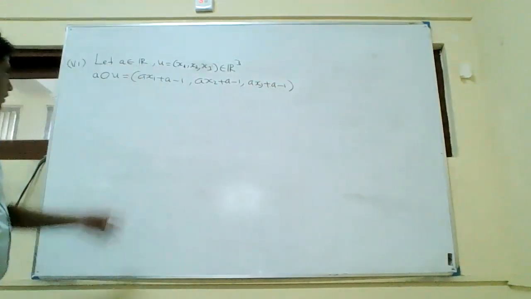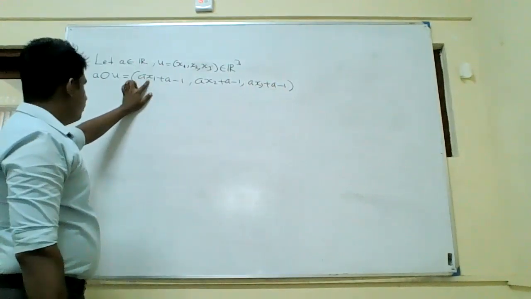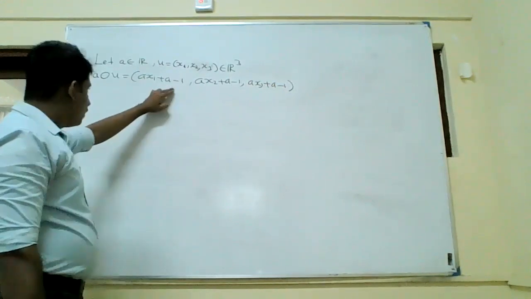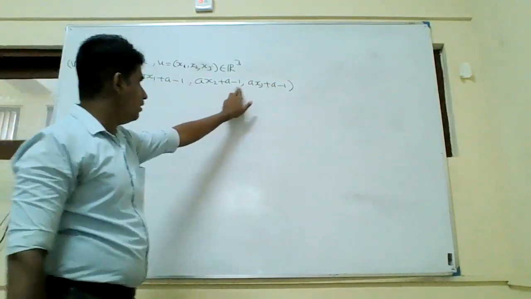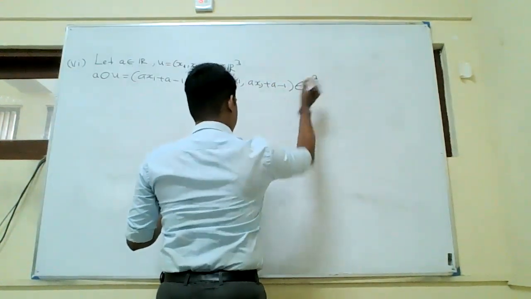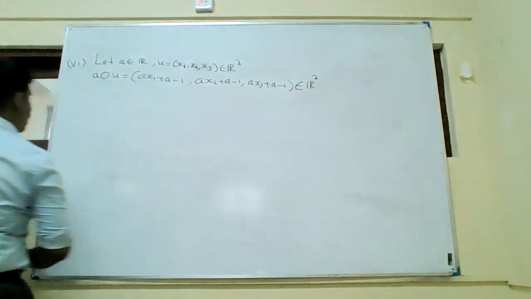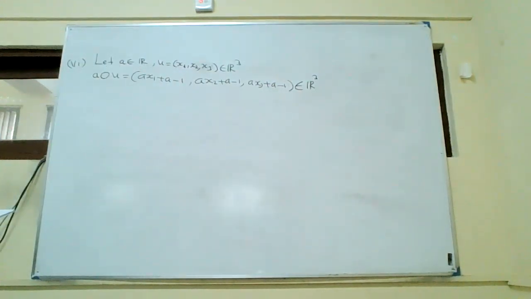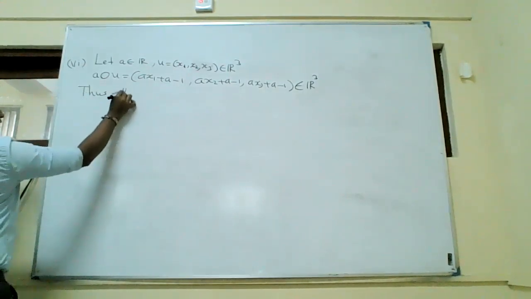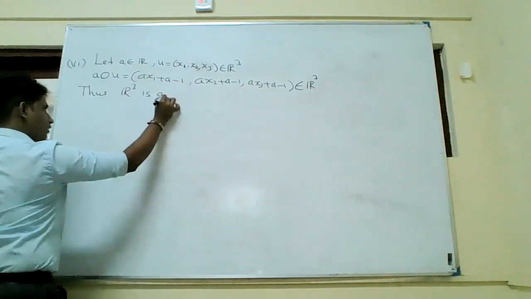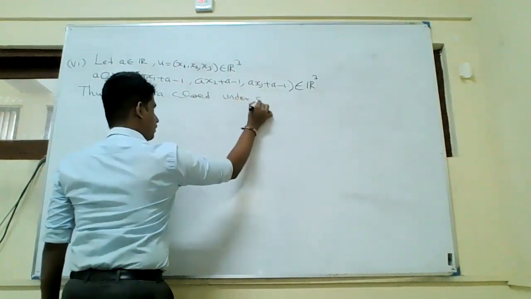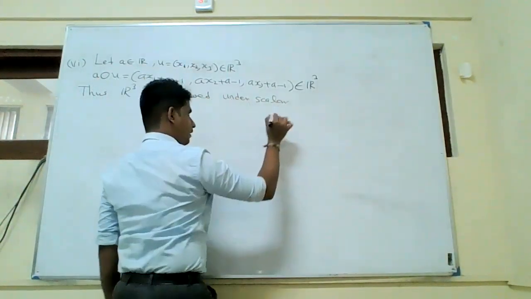You know this x1 belongs to real numbers. Therefore, a x1 belongs to real numbers. Adding a, this is again a real number. Subtracting 1, again a real number, for each coordinate. Therefore, this belongs to R cube. Thus, R cube is closed under scalar multiplication.